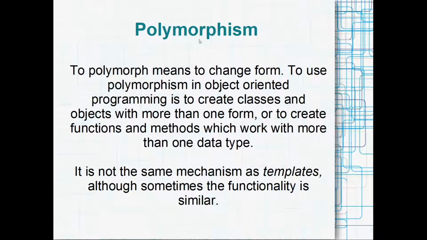So basically today what we're going to be talking about is polymorphism. We've finally reached polymorphism. This is one of the greatest benefits to C++. To polymorph means to change form, and to use polymorphism in C++ is pretty much to write functions and code that works with different data types.